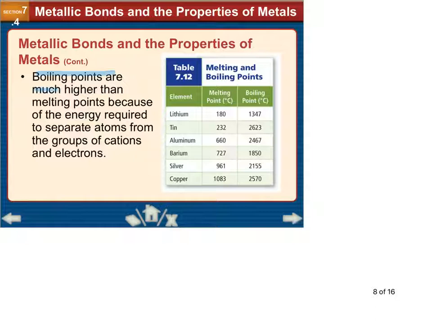Boiling points are significantly higher than the melting points because of the energy required to separate the atoms. When they're in the liquid state, the atoms are still close together. As they go to boiling, to the gaseous state, they spread apart a lot. It takes a lot more energy, so much higher boiling points, such as for lithium here, 180 degrees for the melting point, but over 1,000 degrees for the boiling point.